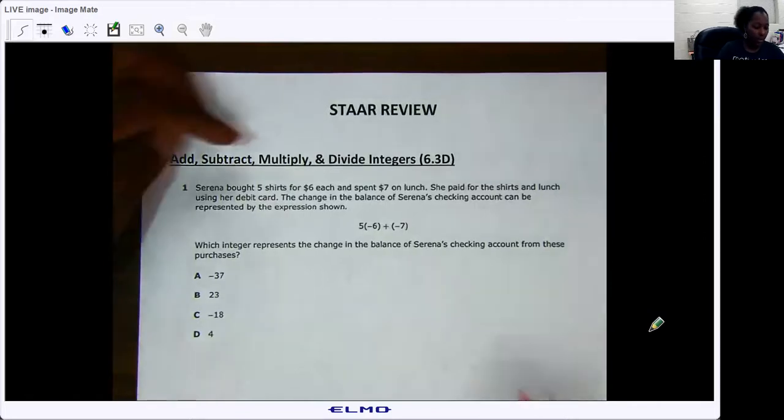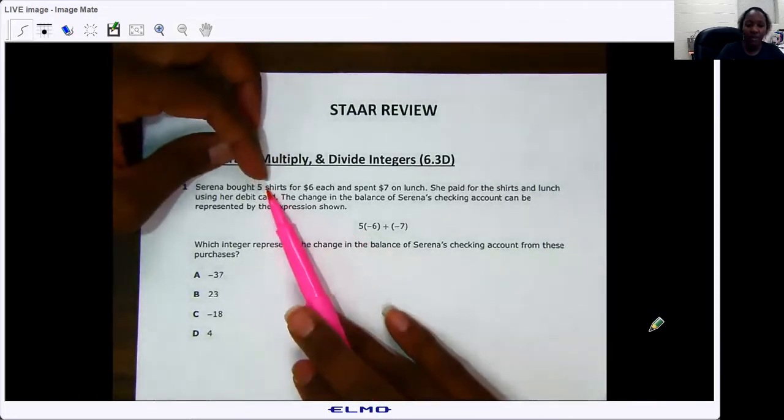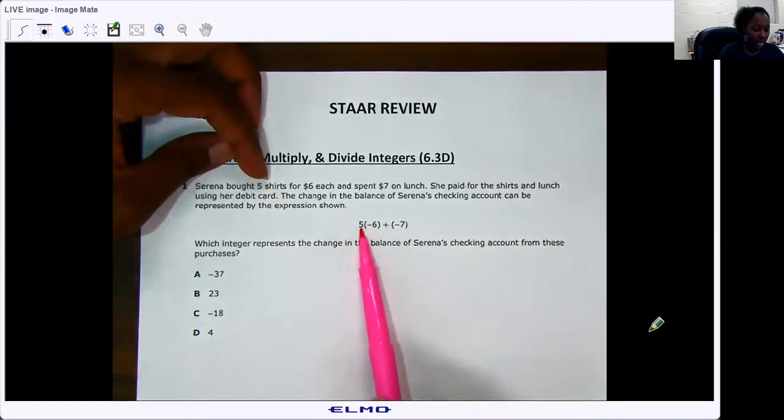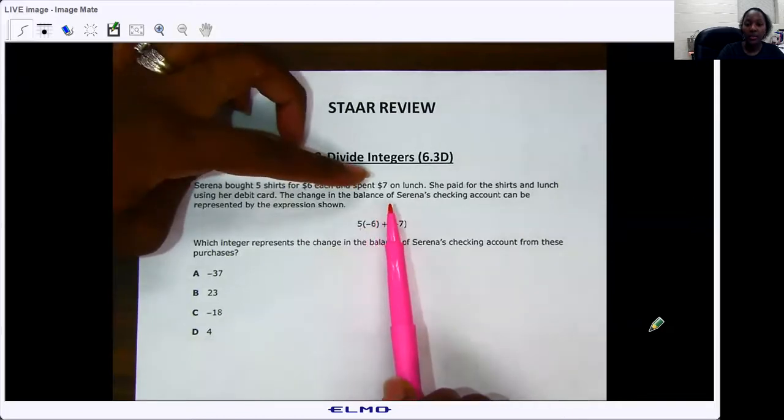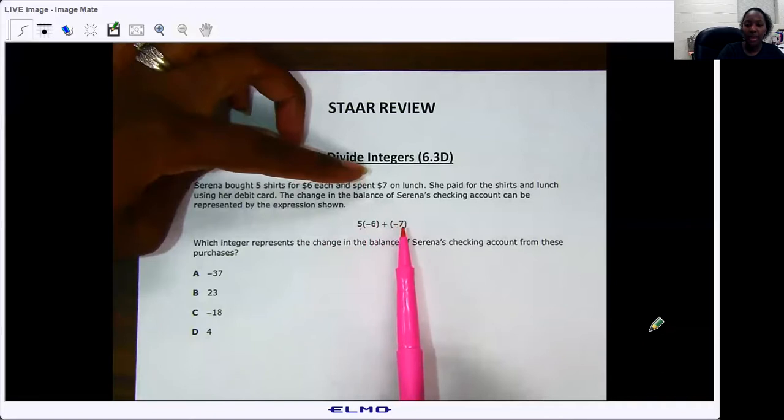All right, so here's the breakdown of this. She bought 5 shirts. Here's our 5. Each shirt costs $6. That's why it has a -6, because that's money being spent, okay? 5 times -6. She also bought lunch for $7. Again, that money's being spent, so it's a negative right there, okay?